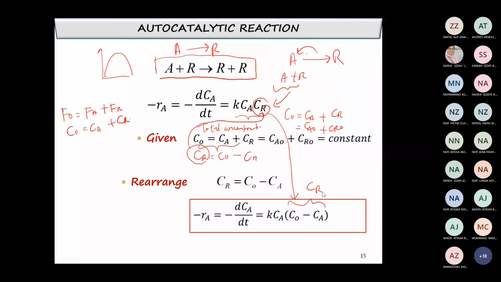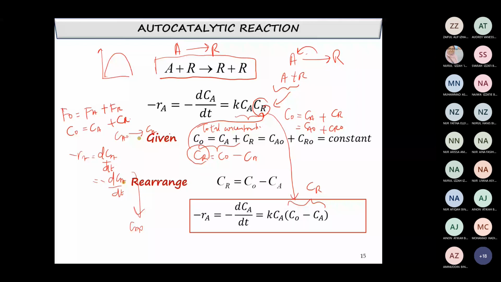Okay, sebab selalunya kalau awak tengok adalah negative rA is equal to dCA over dt tau. Tapi untuk autocatalytic ni, dia akan jadi special case which is negative dCA over dt. Okay, sebab CA ni dia akan turun balik ke CA0. So macam biasa kita tengok CA0 dia tak akan jadi CA0 balik, dia akan jadi CA. Tapi yang ni dia akan turun balik ke CA0, that's why dia ada negatif ni.